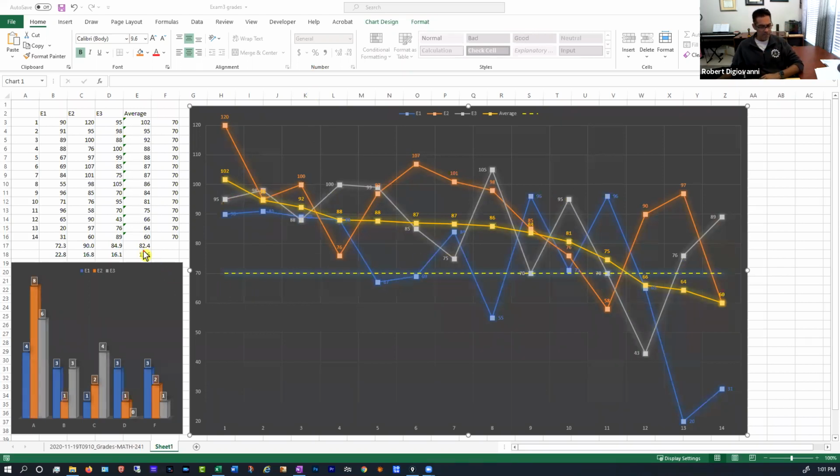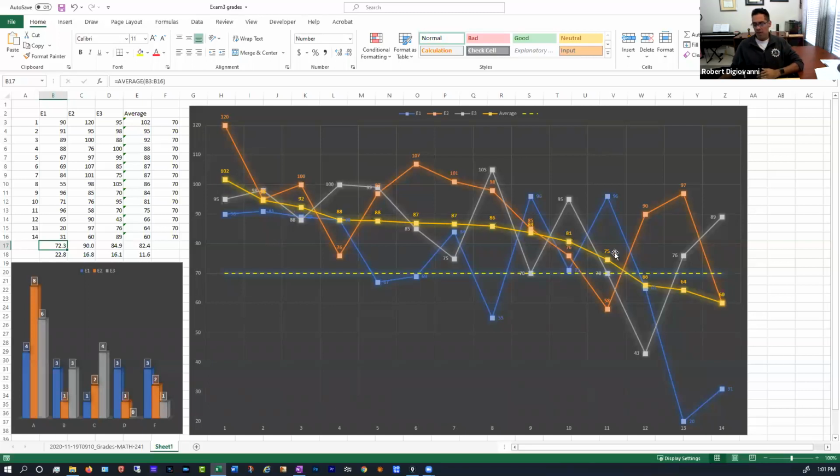The average on exam 3 was an 84, and on exam 2, the average was a 90. Exam 1 was 72. This is the distribution of A, B, C, D's, and F's. So we had a little bit fewer A's, but more B's than we did on exam 2, more C's than we did on exam 2, but we also had less fail. So anyway, this is what it is.